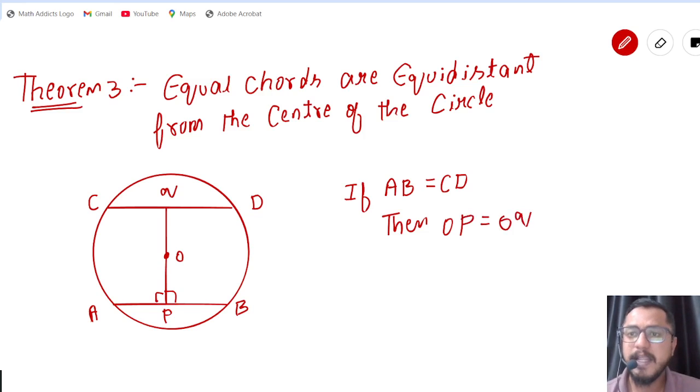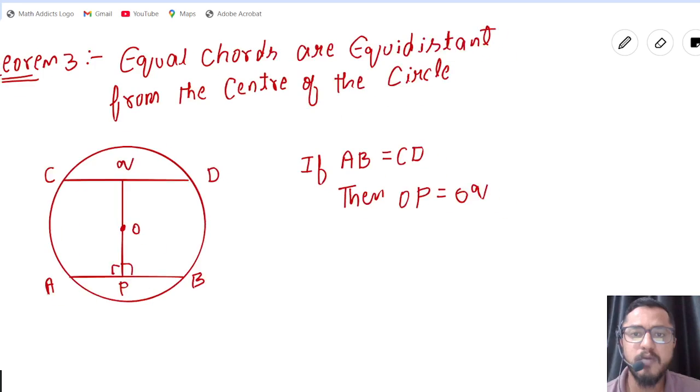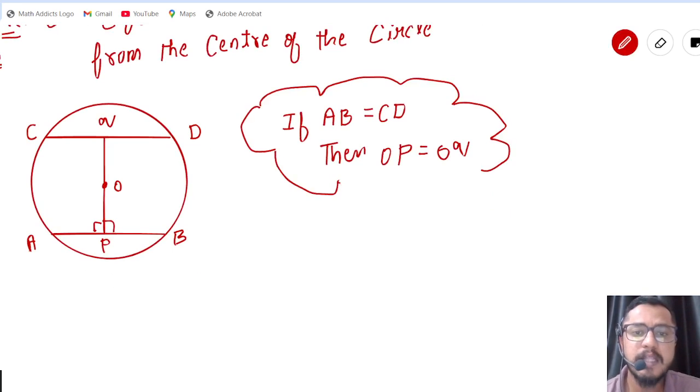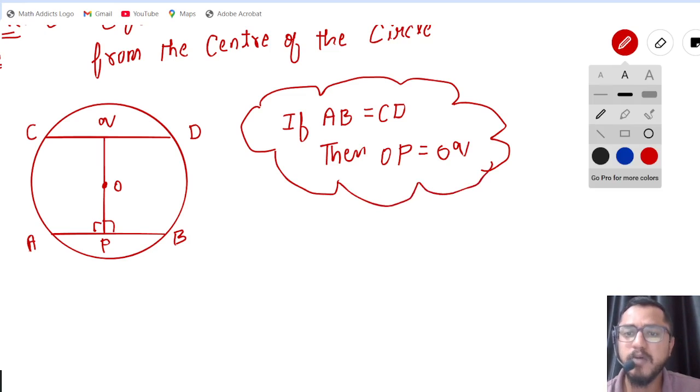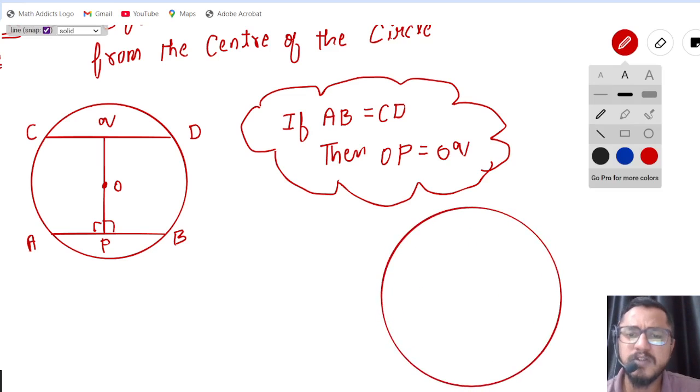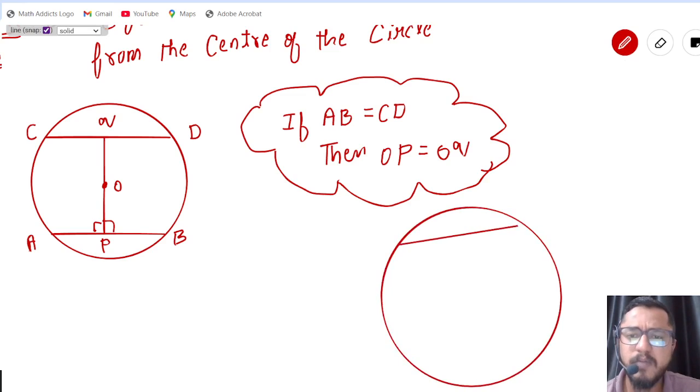Understood? Let me take one more diagram and explain the concept. First, write down this short note. If the lengths of the chords are equal, then their distance from the center will be equal. If AB is equal to CD, then OP will be equal to OQ. Let me take one more example. In this case, I'll consider 3 equal chords. It is applicable for 2, 3, 4, multiple chords also.